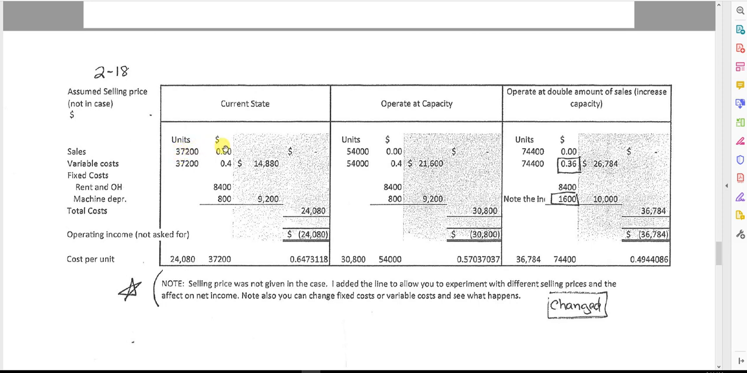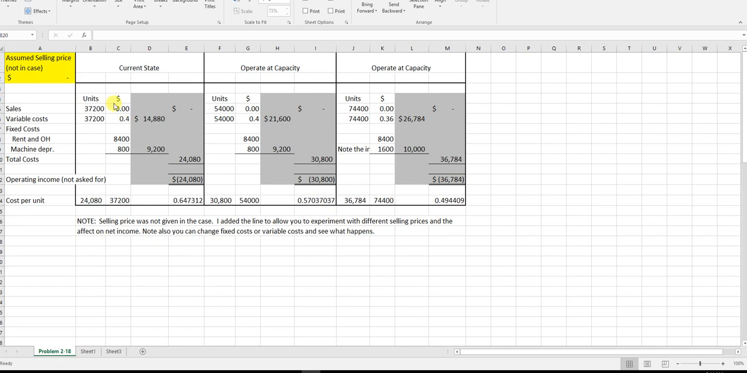So I have, the selling price isn't given to me, but if I had the selling price, I could have units times sales there. Now, getting in the actual spreadsheet. So let's say that I sold them for, I don't know, $1 each. Okay, so I have my sales, 37,200 times $1 each. Get 37.2 minus my variable costs of 40 cents each. It's 14.8, and I have my fixed costs, etc.